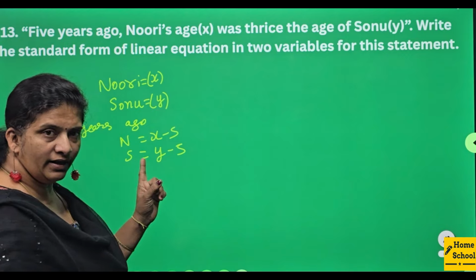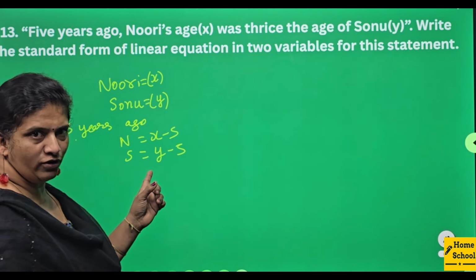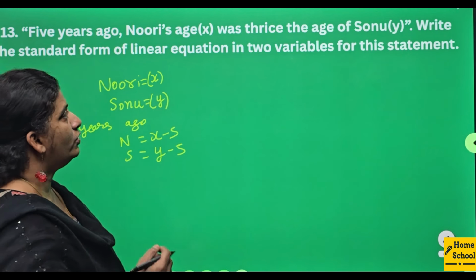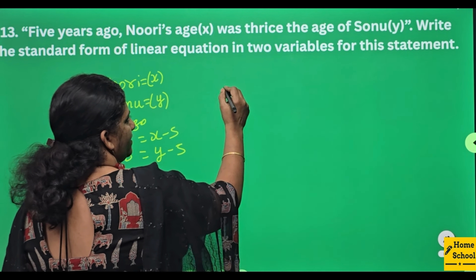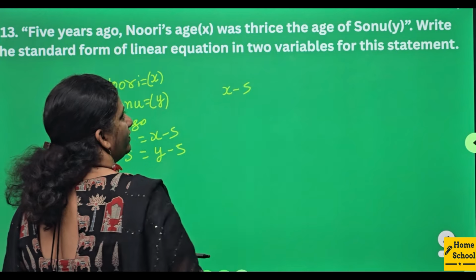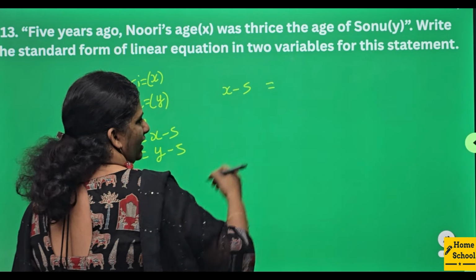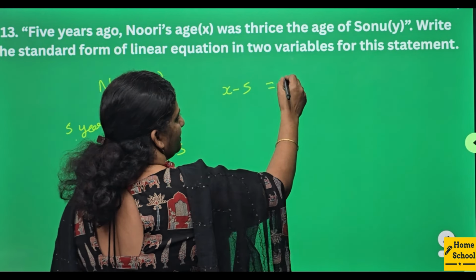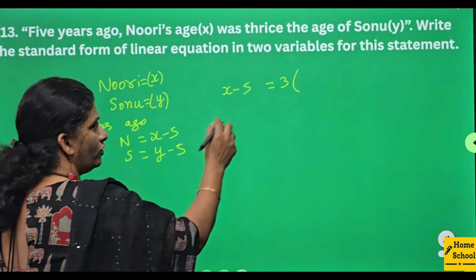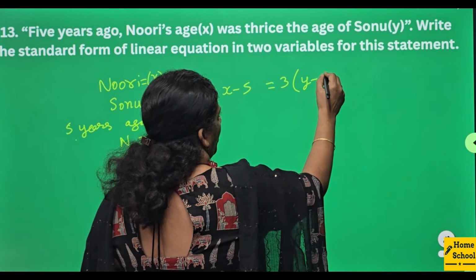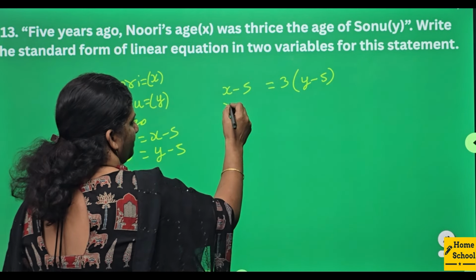Now we are talking about the age 5 years ago. Read again. Noori's age 5 years ago. What is Noori's age? X minus 5 was equal to thrice, 3 times the age of Sonu. What is the age of Sonu? It is y minus 5.